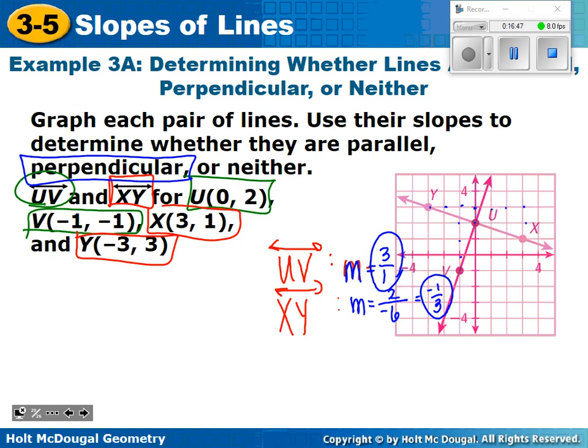Okay, so let's go back to this idea of y-intercepts, x-intercepts. We said that for two lines to be parallel, they have to have the same slope. But do they have the same y-intercept? No. What would happen if they had the same y-intercept? They would be the same line.